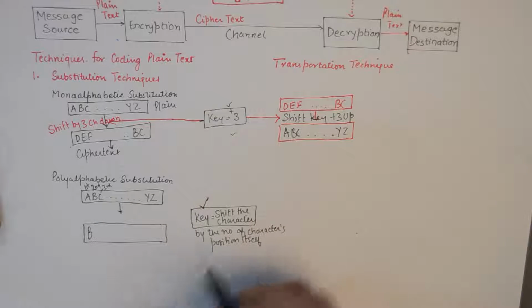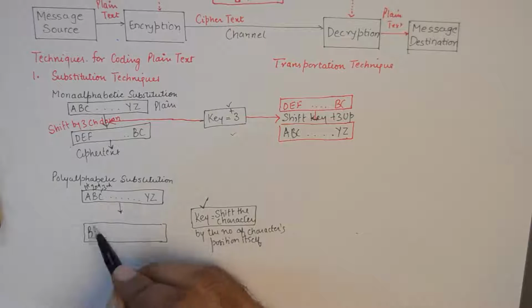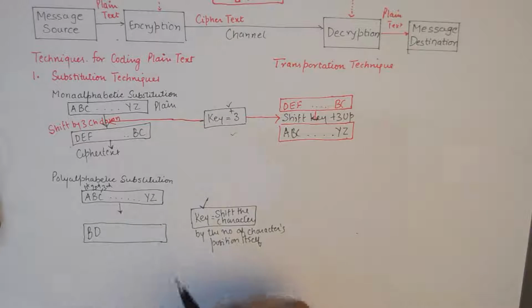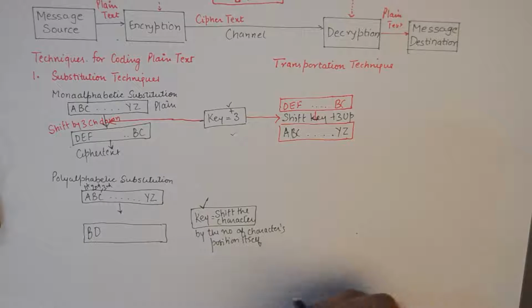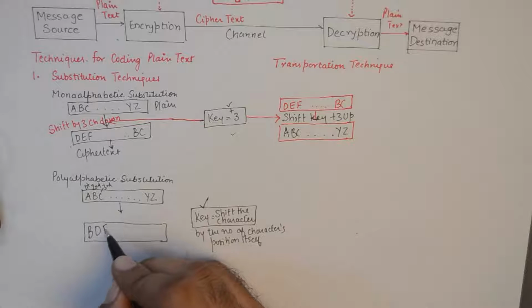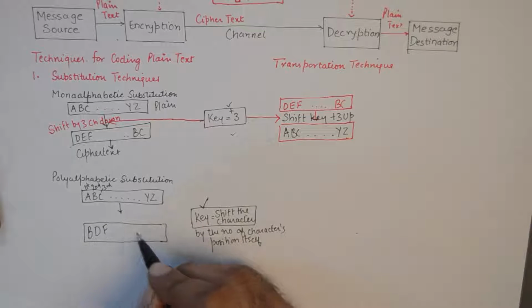And B will now be substituted by D, because we'll need to shift B by 2 positions and we'll get a D. And similarly C, which has position number 3, will be substituted by a new character which is 3 positions away from it. So we'll send an F, and so on.